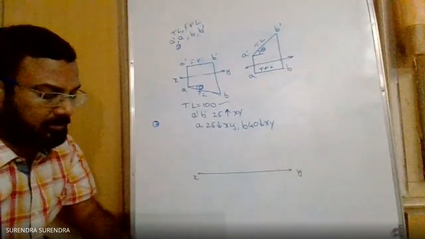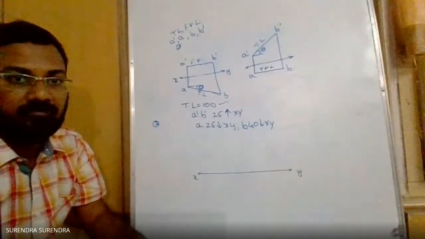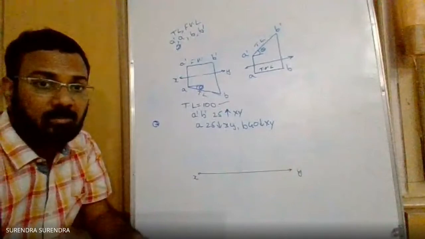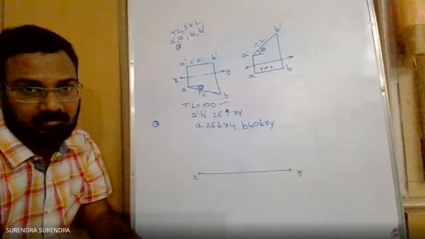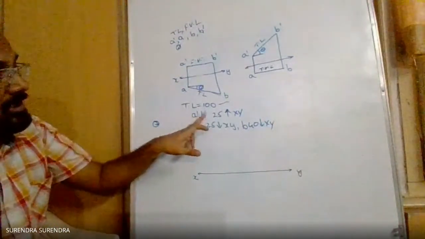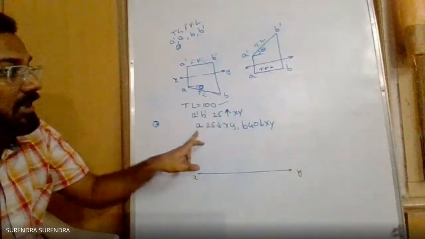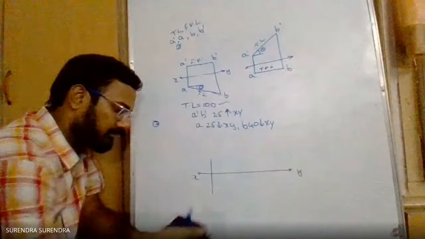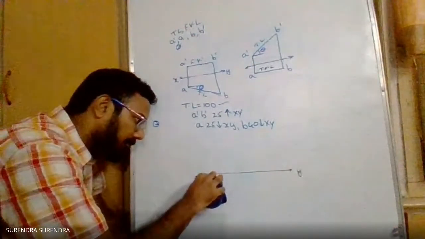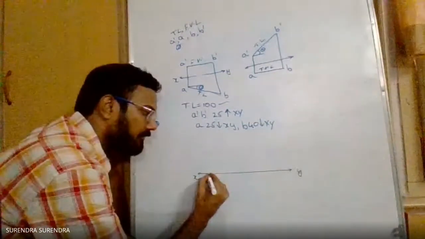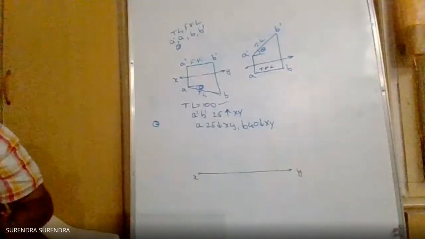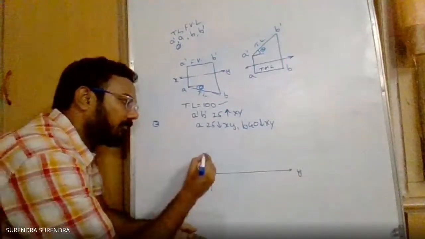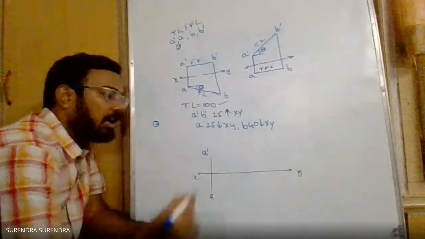When you represent, remember that we always have to fix one point, either A or B. You can fix either, but the first preference is given to point A. Fixing means drawing both the front view and top view of one reference point. So let us take A. We know the location of point A dash, 25 mm above XY line, and A, 25 mm below XY line. So I'm drawing it with a 2H pencil. As it is a projection line, draw it with a 2H pencil.